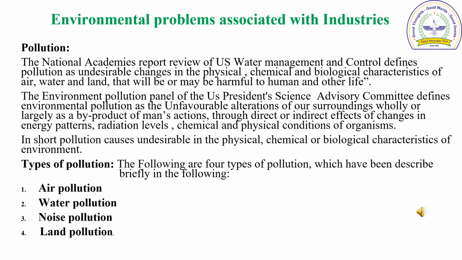The National Academy report, Review of the US Water Management and Control, defines pollution as the undesirable changes in the physical, chemical, and biological characteristics of the air, water, and land that will be or may be harmful to human and other life. The Environmental Pollution Panel of the US President's Science Advisory Committee defines environmental pollution as the unfavorable alteration of our surroundings, wholly or largely as a byproduct of man's actions, through direct or indirect effects of changes in energy patterns, radiation levels, and chemical and physical conditions of organisms. In short, pollution causes undesirable changes in the physical, chemical or biological characteristics of the environment.